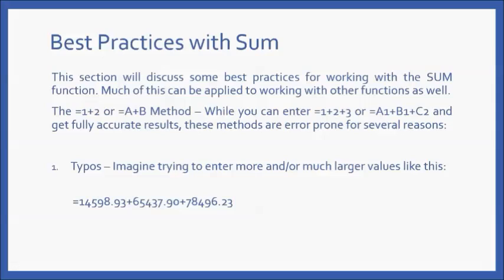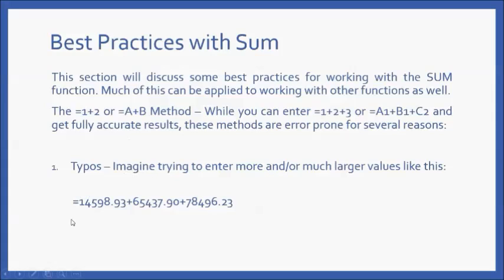So the equal sign 1 plus 2, or equal A plus B method, where you enter equal 1 plus 2 plus 3, or equal A1 plus B1 plus C2, and get fully accurate results. These methods are error prone for several reasons. First, typos. Imagine trying to enter more and much larger values like this.